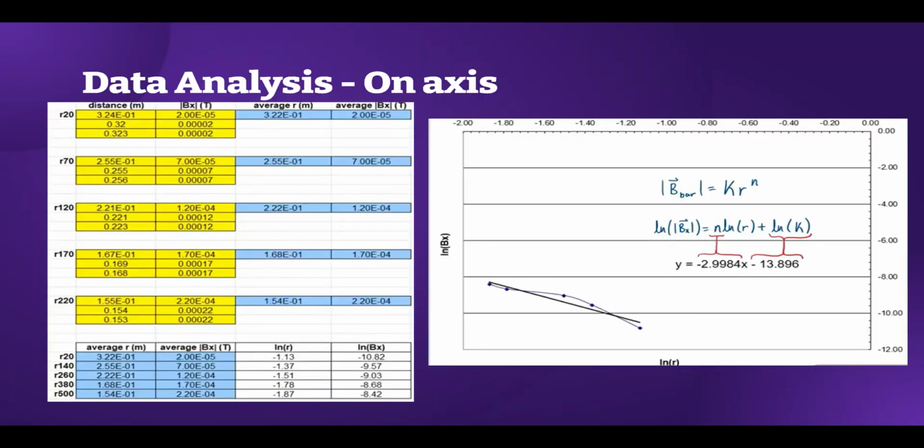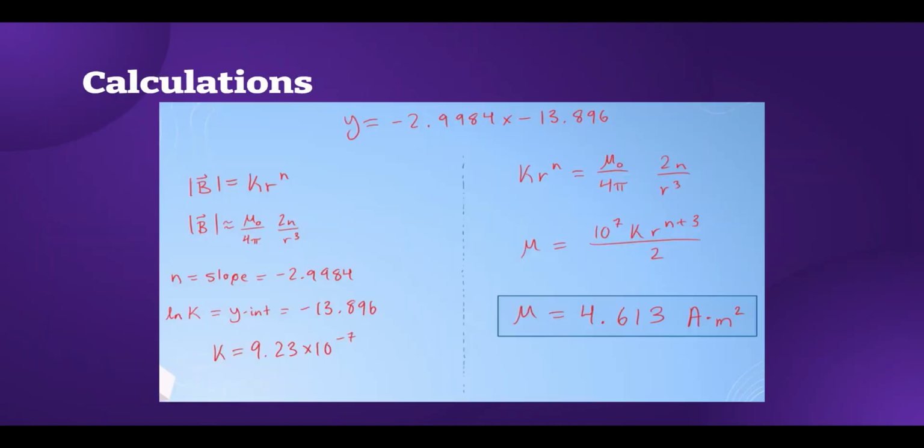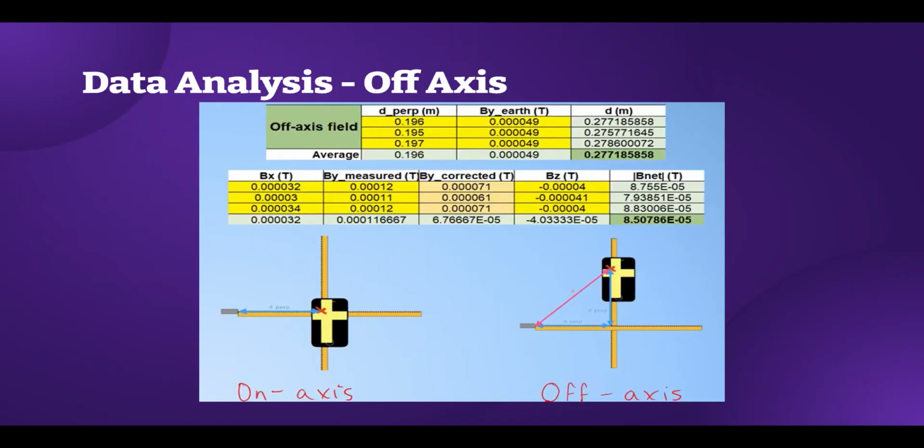So here is the data for the on-axis scenario. To the left, we have the distances, measurements for different magnetic field strengths, and on the right, we have a linearized plot of the averages. Based on our distance dependency formula and the equation of the best fit line, we can determine the variables of n and k. Now that we know n and k, we can solve for the magnetic dipole moment u, which is found to be 4.613 amp-meter squared.